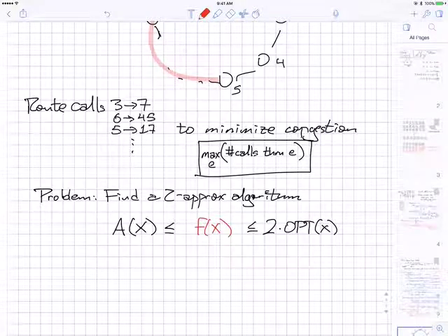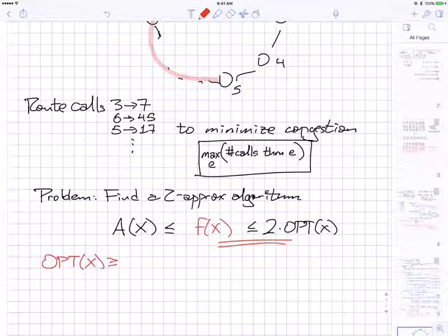So let's try first to figure out, is there a way that we can find something that we can use as a lower bound. Opt is at least something. So any ideas, what we could write here?